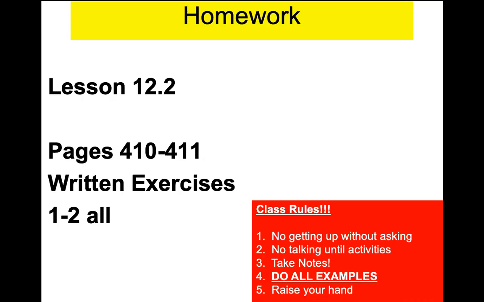All right, oh my word, there's only 2 problems. That must mean that they are complicated. It's not that they're complicated, but they will simply take time. You also need to have a protractor in order to do this homework.